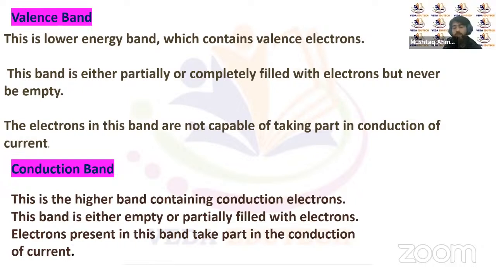So this is how electricity is conducted in case of solids. There are two bands: one is the valence band, another is the conduction band. Electrons in the valence band do not take part in the conduction of current, or we can say the electrons in the conduction band actually take part in the conduction of the current.